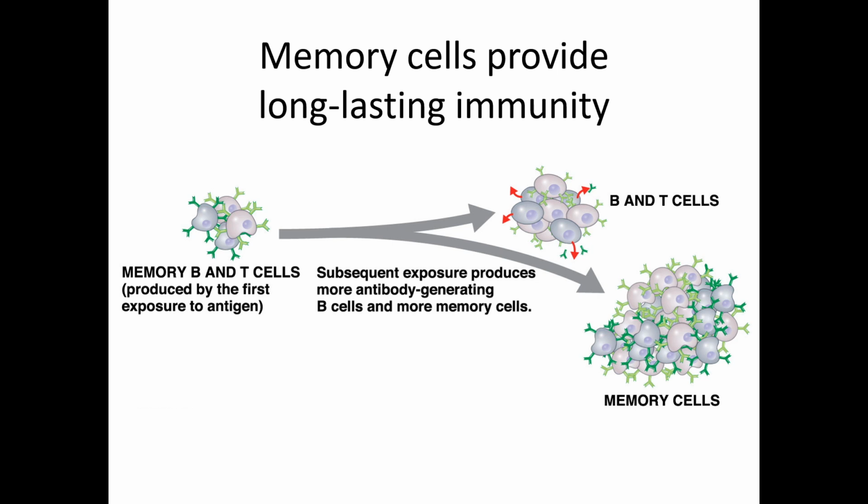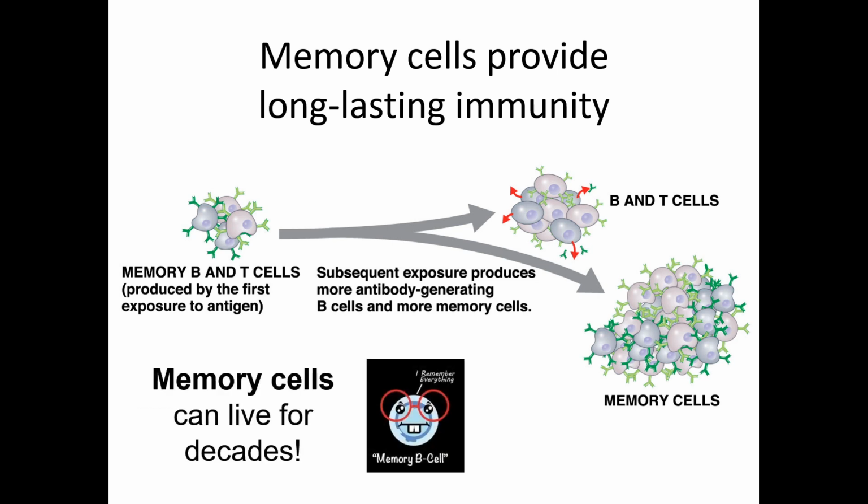So the only way, as I've said before, that you get this lasting immunity is with memory cells. They can live for decades, in some cases for your entire life. So you have different kinds of memory cells: memory B cells and memory T cells. Once you encounter that same antigen again, they'll produce effector B and T cells to go out and help fight off the current infection, and more memory cells to stick around again for later.